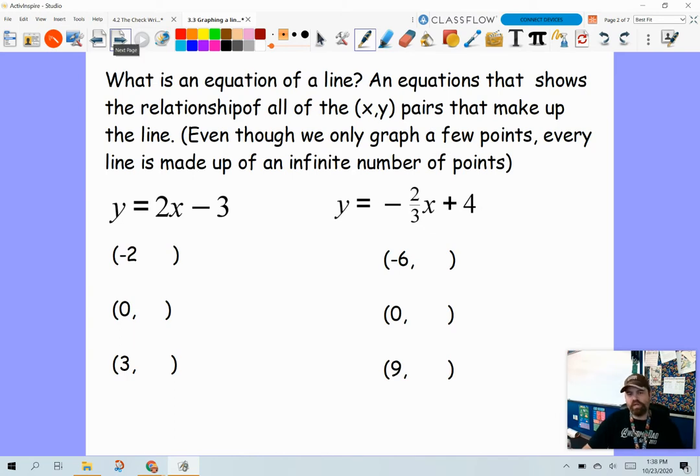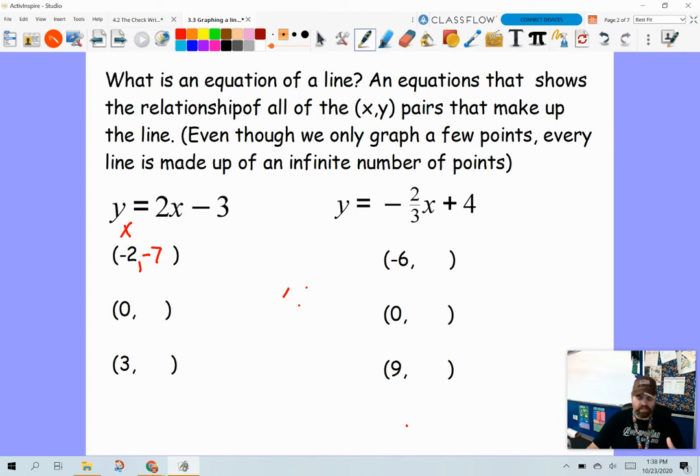So what I want to do is take a second and just look at these two functions. I want to take these x values and plug them in and evaluate the functions. You can do these in your head, but grab a calculator if you need to. I'm going to take each x value and plug it into the actual equation up here. So 2 times -2 minus 3, that's -7. So I get the ordered pair -2, -7.